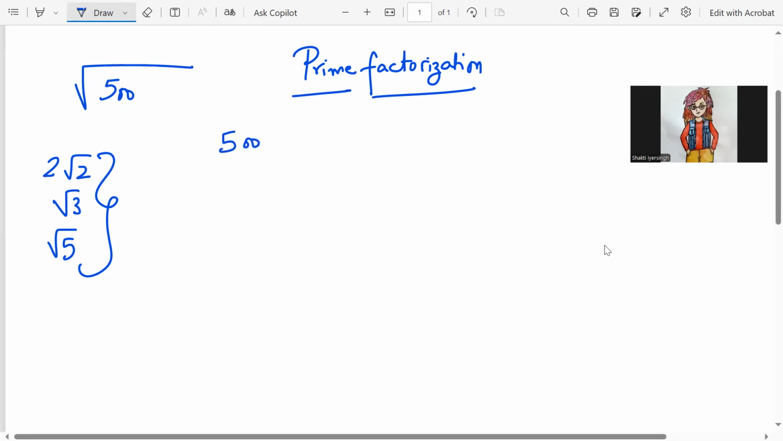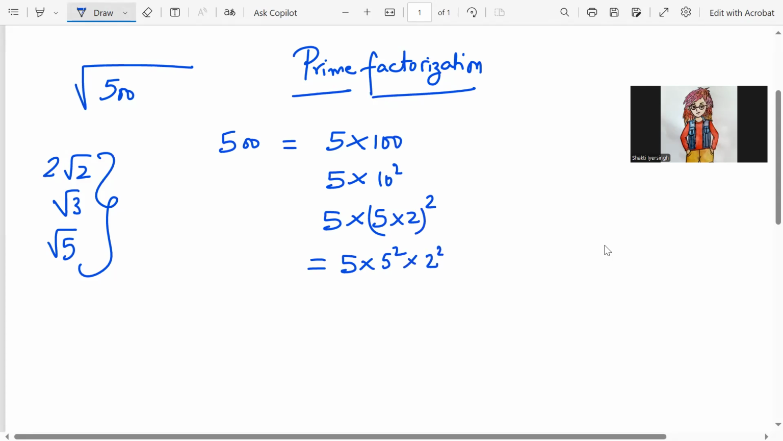So I first find the factors of 500, and 500 is essentially, if you think about it, 5 times 100, and it's equal to 5 times 10 square. And again, 10 can be split further as 5 into 2 whole square. So this is going to give me 5 times 5 square times 2 square. And this equals 5 times 25 times 4.